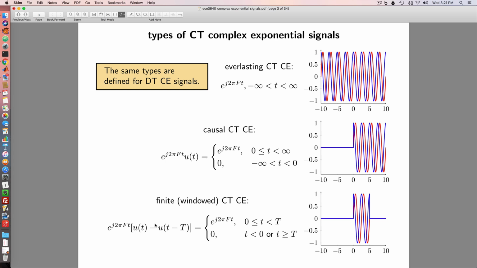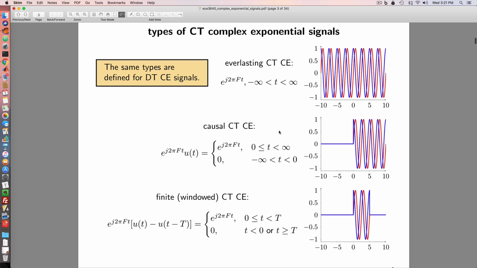Extending that a little bit further, if we subtract two unit step functions, one time delayed by capital T, we get a square rectangular window or function. So it's going to be 0 for negative times or times greater than T, and it will be equal to the complex exponential between 0 and T. So here I've drawn a picture where I let capital T be 5 seconds.